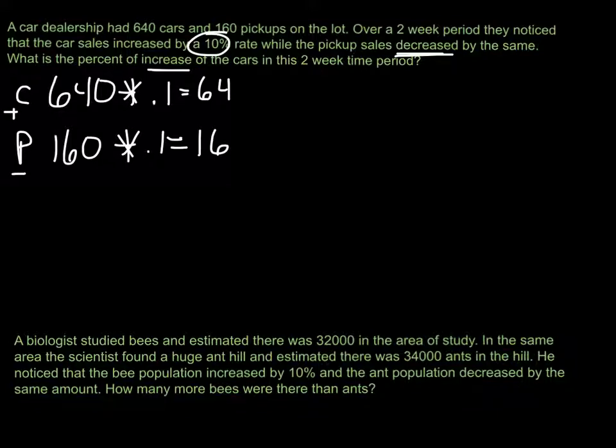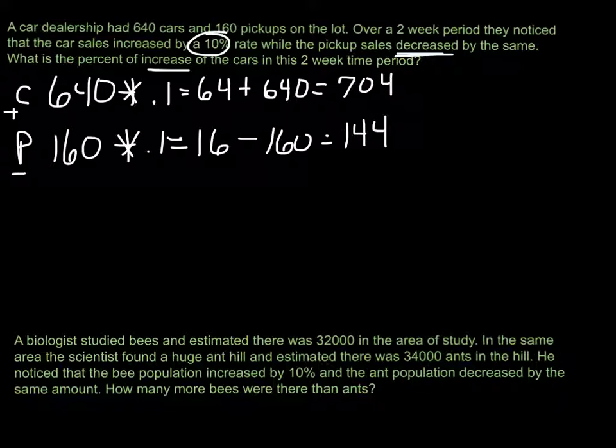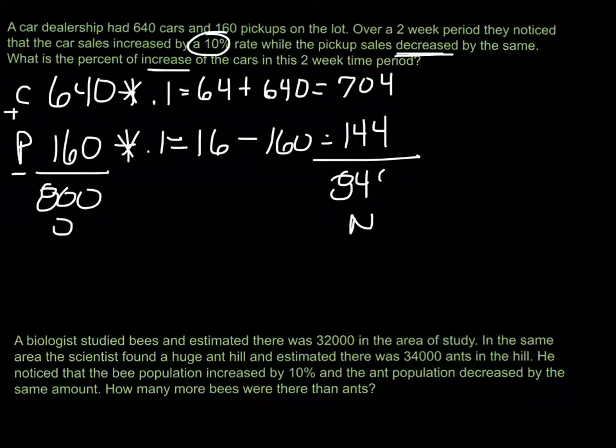So again, with the cars, we're going to add our 64 to our 640. When we add those two together, we get a total of 704. We're going to take the 16, and again, we're going to minus that from 160, which leaves us with 144. So again, we're going to add these two totals up to get an original and a new number. So that's going to end up being 800 here, and over here is going to be 848.